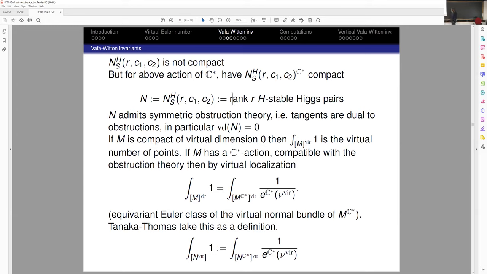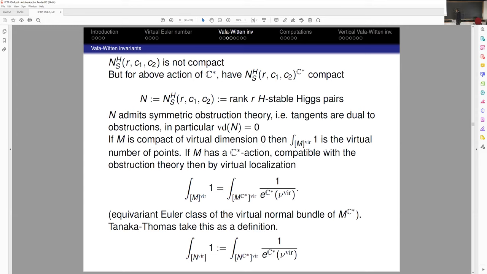So if M has a C star action which is compatible with the obstruction theory, there's a theorem called virtual localization, which allows you to replace the integration, or evaluating on the virtual fundamental class, by that on the virtual fundamental class of the fixed point locus. So you have a much smaller space on which you can compute, which you can maybe understand much better. But as a price, you have to integrate something crazy, which is 1 over the equivariant Euler class of the virtual normal bundle of the fixed point locus, whatever.